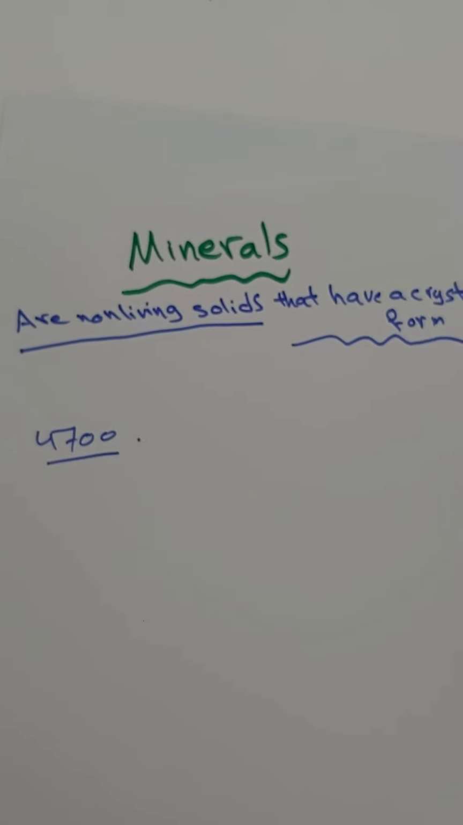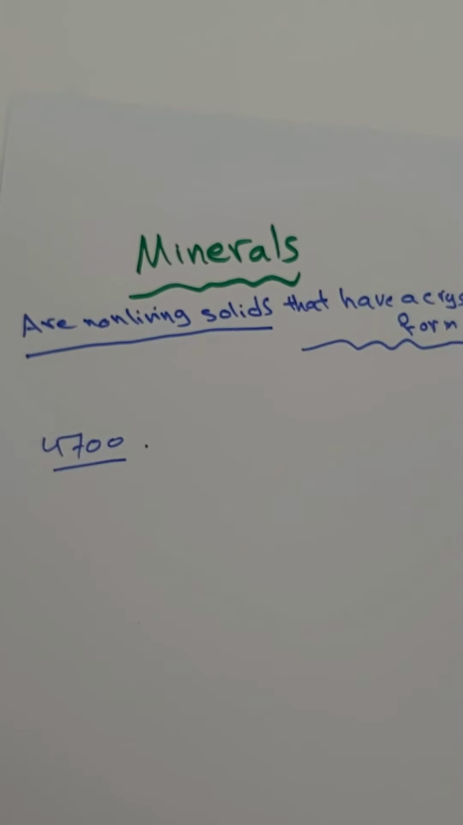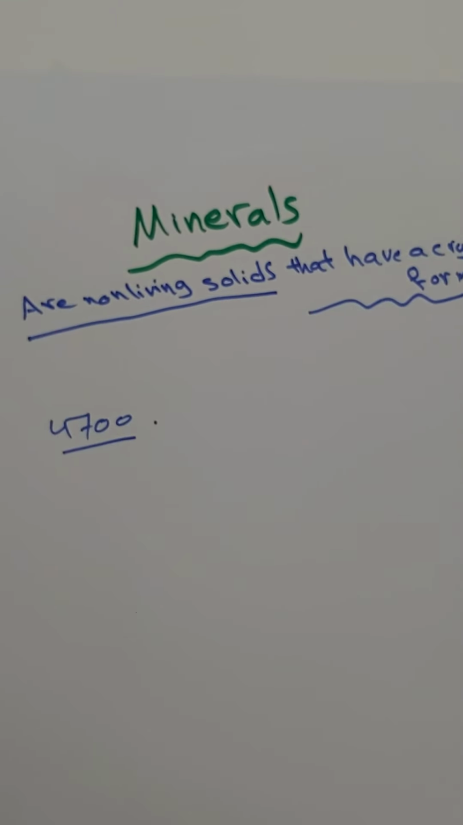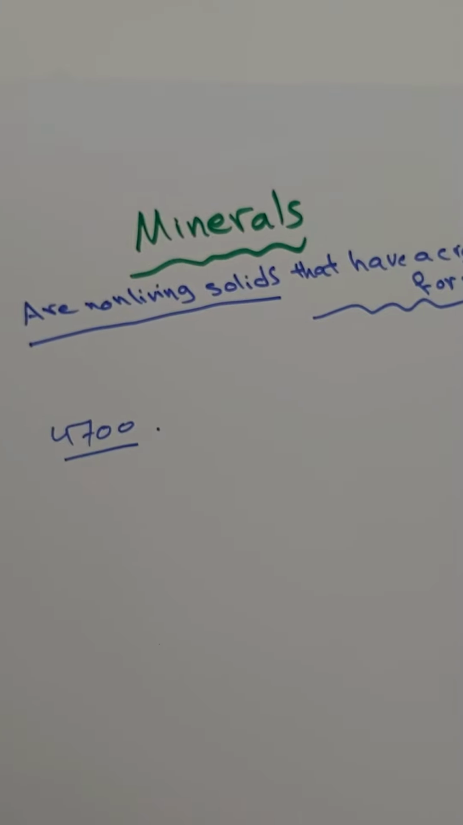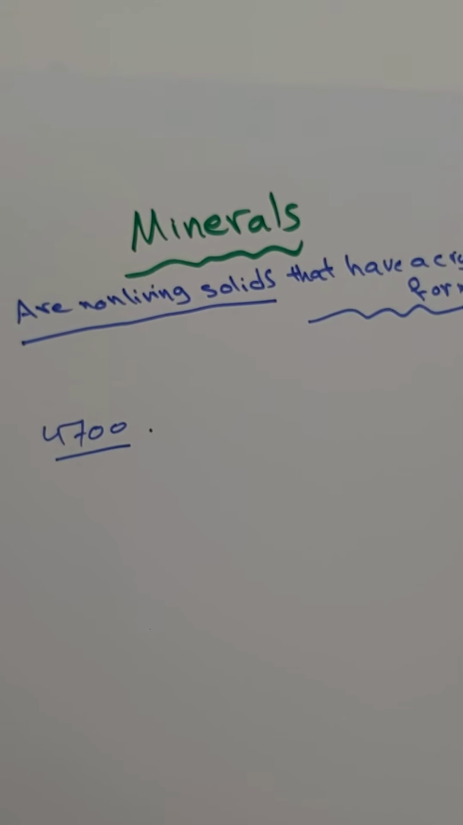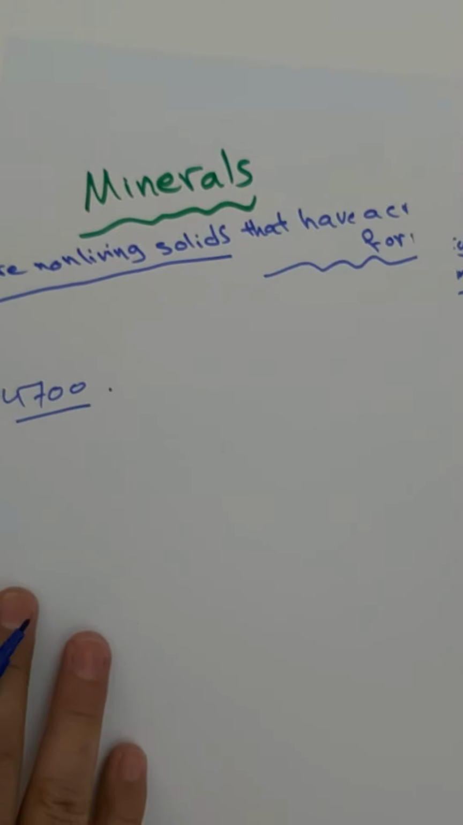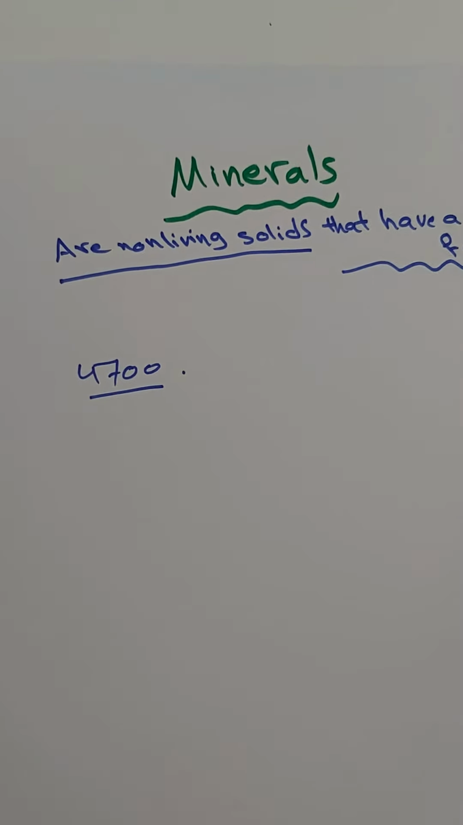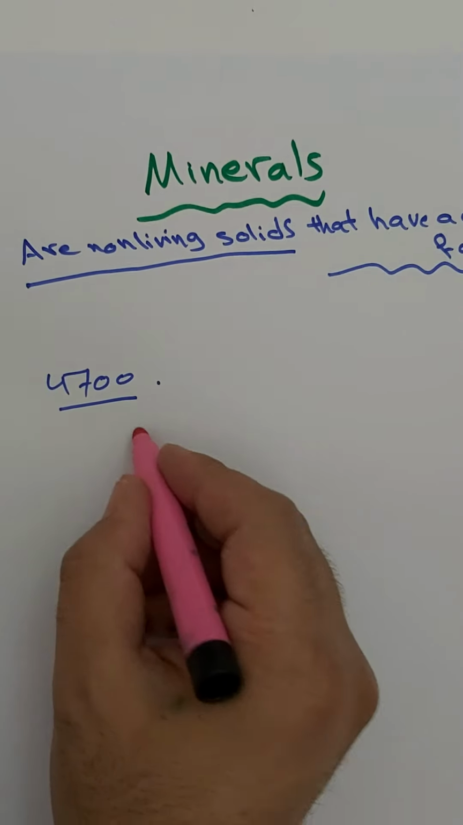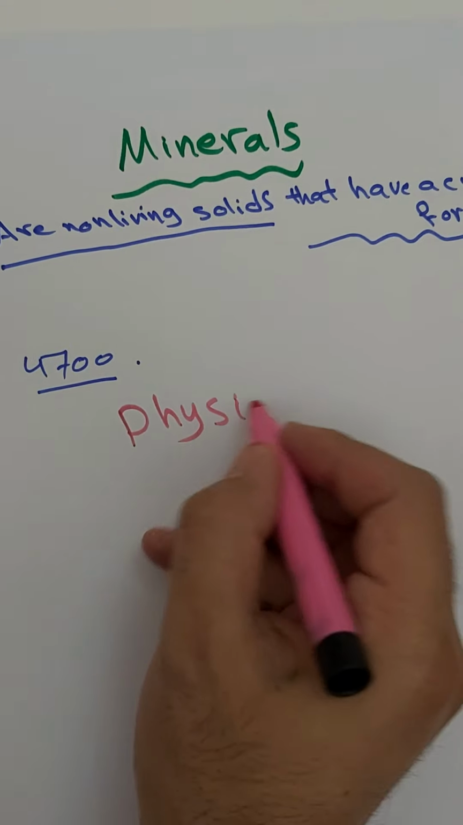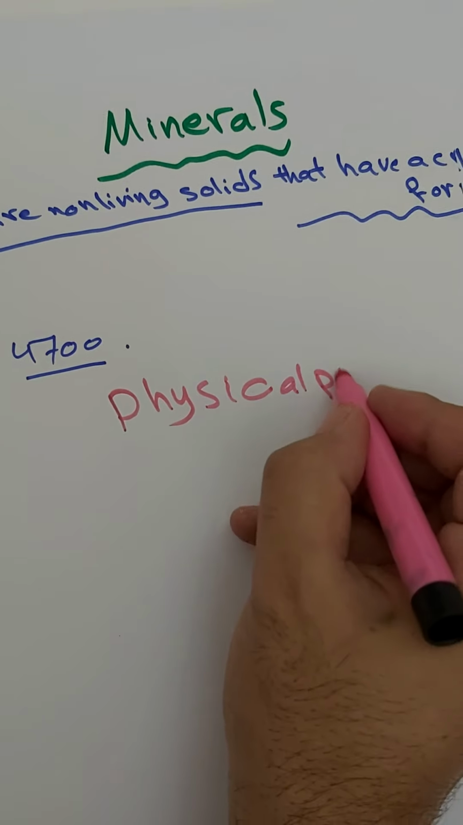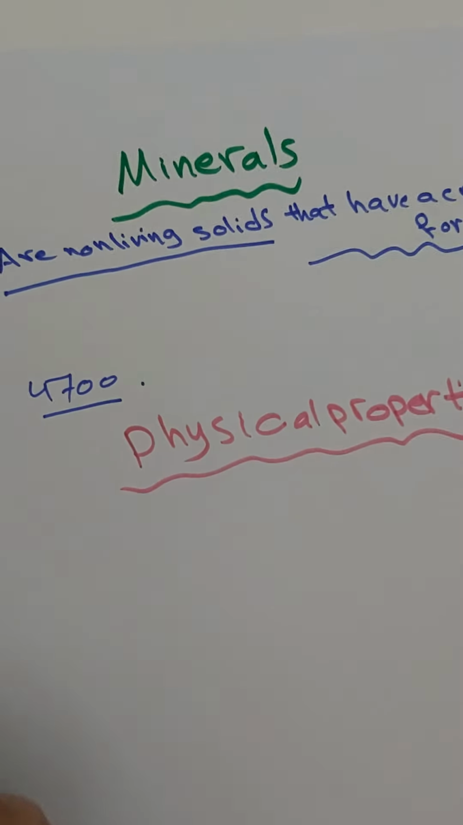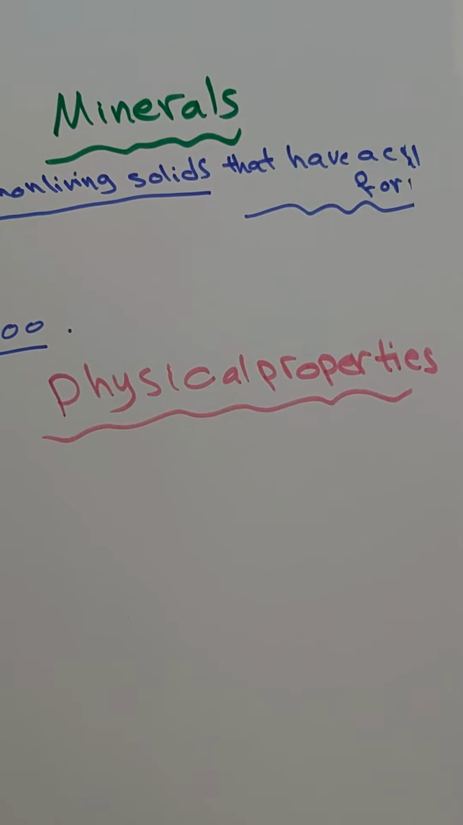Then, minerals include different types of elements. Okay? So, some minerals include copper, others gold, others calcium, like this. Now, what are the main physical properties of minerals? We said physical properties means what? Physical properties means properties or characteristics that we can observe or measure directly.